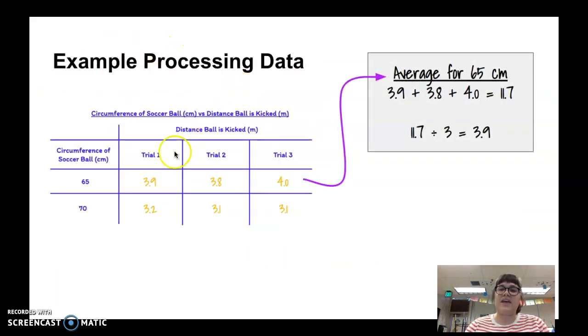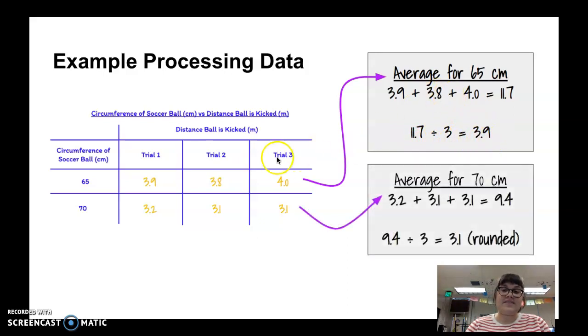To calculate the average, I'm going to take each one of these values and add them together to get 11.7. And then I'm going to divide them by the total number of numbers that I have. So I had three values, 3.9, 3.8, and 4.0, three values. So I take 11.7 and I divide that by 3, and I get 3.9.